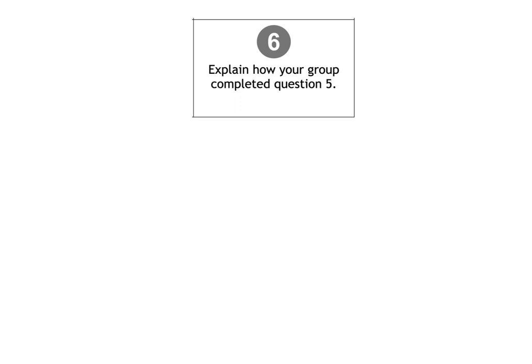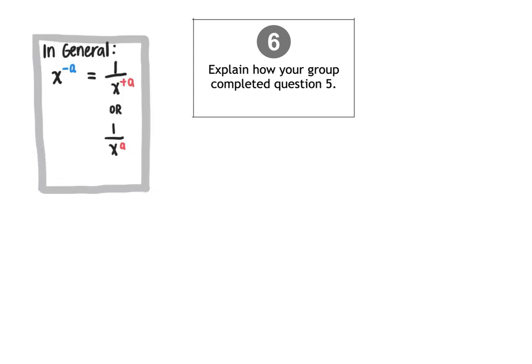There could be a variety of answers for this final question, which asks us to explain how our group completed question number 5. We could use the property as described in the previous question: x to the power of negative a is equivalent to 1 divided by x to the power of positive a, if we had already recognized that pattern. If we hadn't recognized this pattern, we might explore how we can write a question like 4 to the power of negative 2 using previous patterns or previous exponents that we know about.